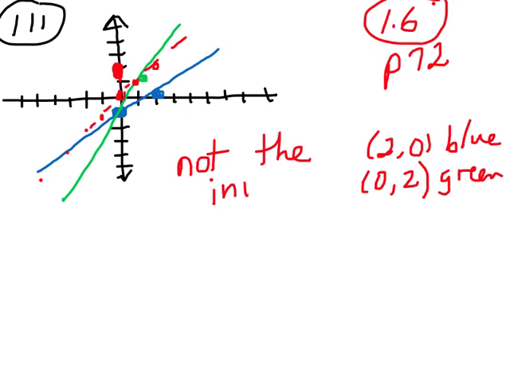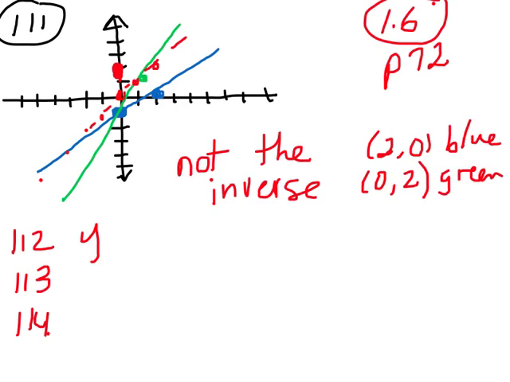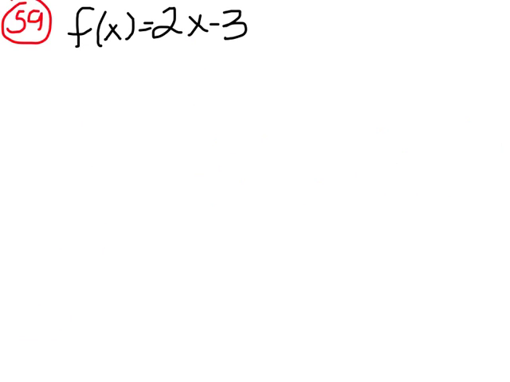The other ones there, if you look at 112, 113, and 114, do all of those look like they're symmetric about the line y equal x on page 72? Could you kind of fold them over that line and they would match up? So 112, 113, and 114, we could fold it around that line y equal x. And inverses are symmetric about the line y equal x, so we know those are inverses of each other.